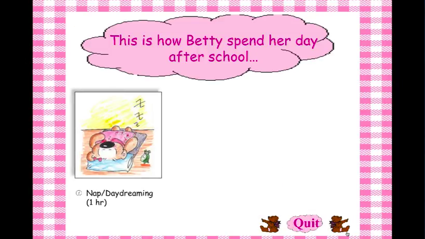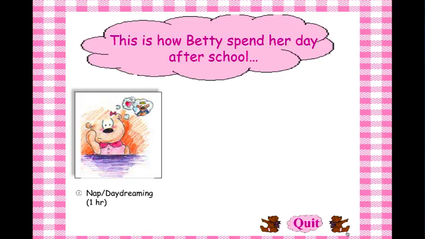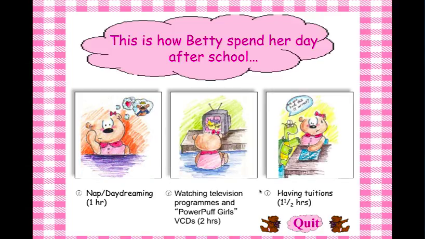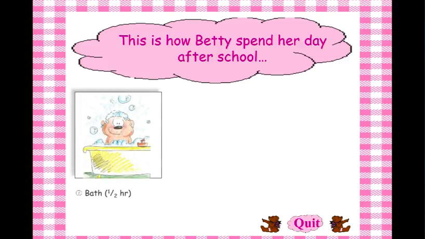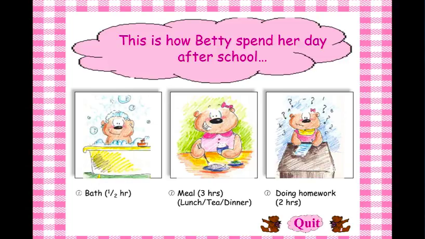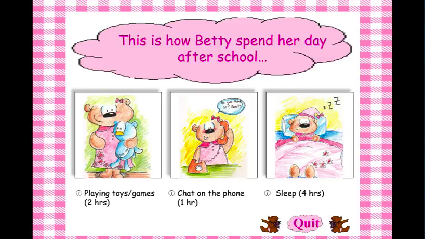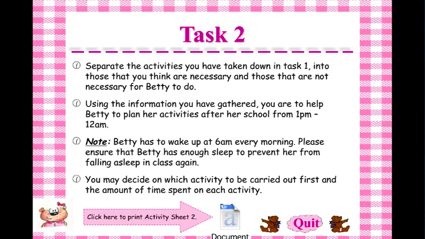So this is what Betty did during the day. So they have all this information in an active lesson. Nap, daydreaming, watching television for 2 hours, having tuition for 1.5 hours, and all of this can be organized, and we can think of this as a kind of information that they're bringing into their activity. Bath for half an hour, meal for 3 hours, doing homework for 2 hours, playing toys and games for 2 hours, chat on the phone, sleep for 4 hours.